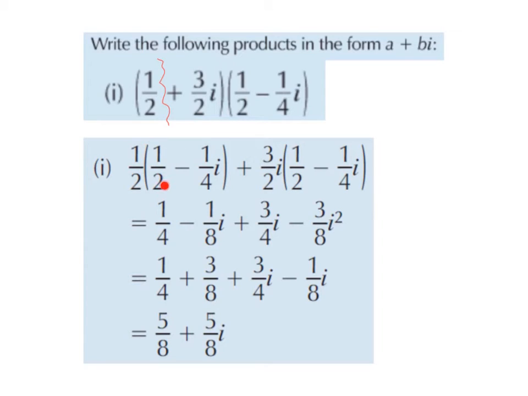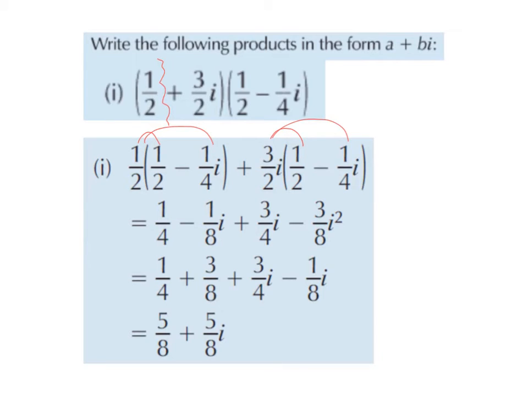So I'm going to multiply a half by a half, and then a half by minus a quarter i, and then 3 over 2i by a half, and then 3 over 2i by minus a quarter i. So a half times a half gives me a quarter, and a half times minus a quarter i gives me minus an eighth i. Then 3 over 2i times a half gives me 3/4 i. And 3 over 2i times minus a quarter i gives me minus 3 over 8 i squared.